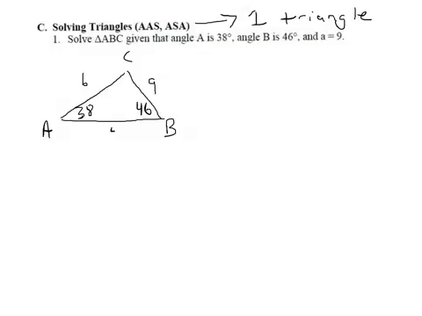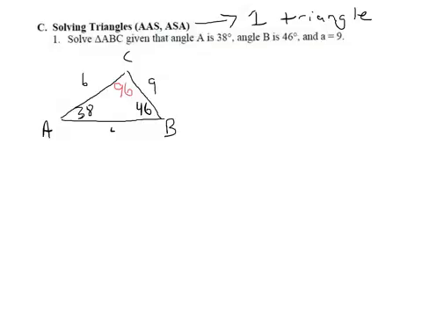And the first thing, anytime you're involved with either of these two situations, it's going to be really easy to find the third angle. All the angles have to add up to 180, so if you go 180 minus the 38 degrees minus the 46 degrees, you get 96 left over. So right away, I know that angle C is 96. My job now is to solve for little b and little c, the sides.